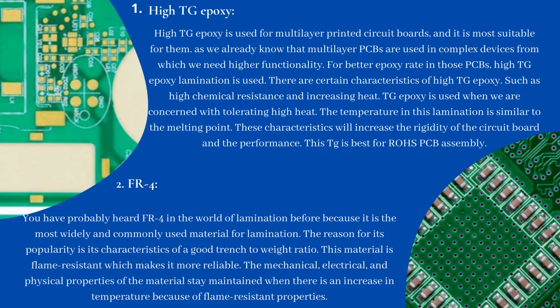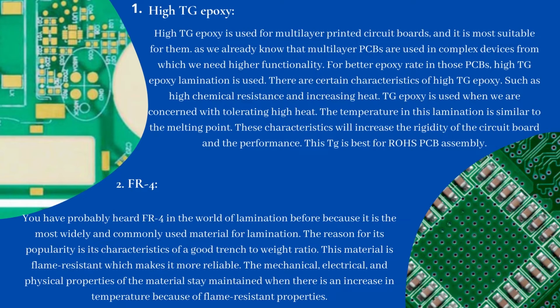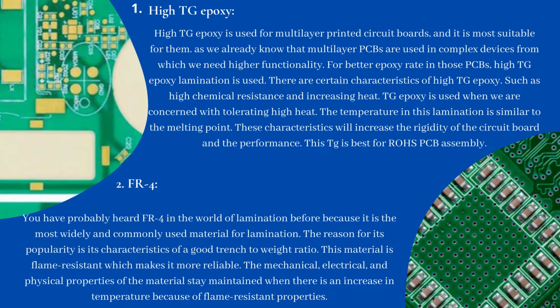As we already know, multilayer PCBs are used in complex devices where we need higher functionality. For better epoxy rate in those PCBs, high TG epoxy lamination is used. There are certain characteristics of high TG epoxy, such as high chemical resistance and increased heat tolerance. High TG epoxy is used when we are concerned with tolerating high heat. The temperature in this lamination is similar to the melting point. These characteristics will increase the rigidity of the circuit board and its performance. This TG is best for RoHS PCB assembly.